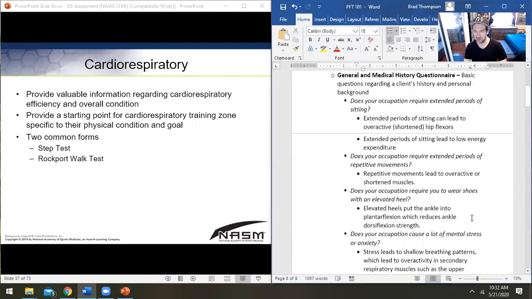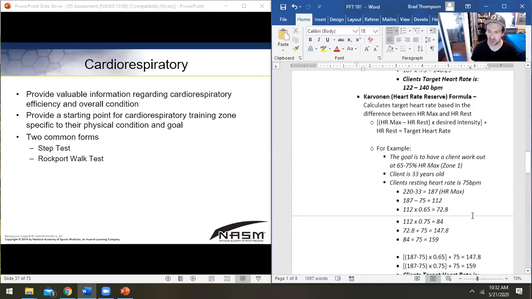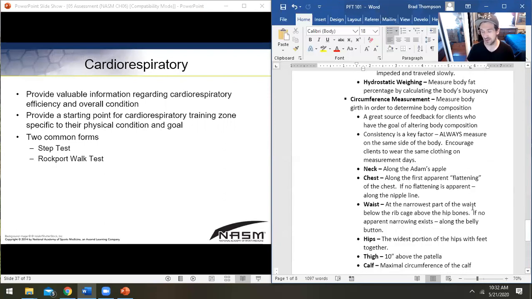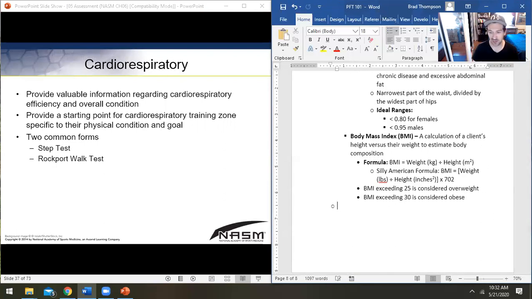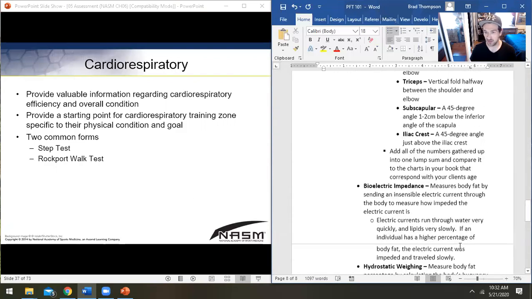Now let's get into a little bit of the performance style stuff with our cardiorespiratory assessments. Let's measure how somebody's actually functioning rather than just maybe how they look.